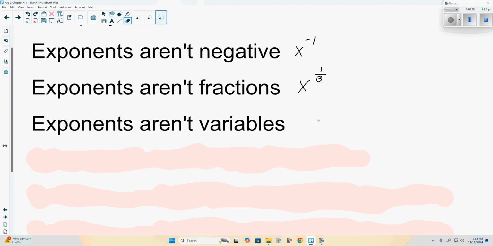We also can't have exponents that are variables. We can't have x to the a or 2 to the x. We cannot have a variable in the exponent. We cannot have a variable as an exponent. Because especially this 2 to the x would be considered an exponential function, not a polynomial function.